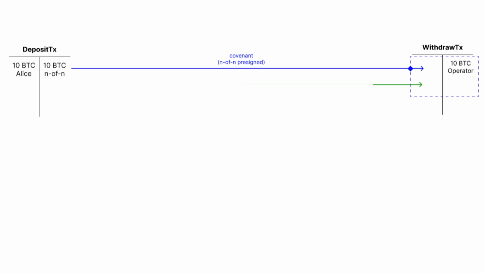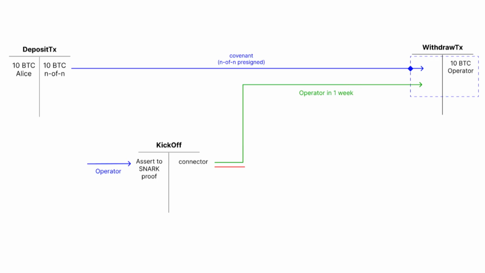And in theory, you can execute the withdraw transaction anytime. However, the withdraw transaction has another input. It depends. You see the green arrow? It depends on a second input. So you can execute the withdraw transaction only if you also have that second input. And where does that second input come from? Well, that comes from the so-called kickoff transaction.